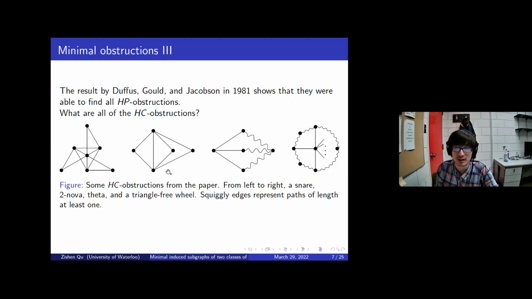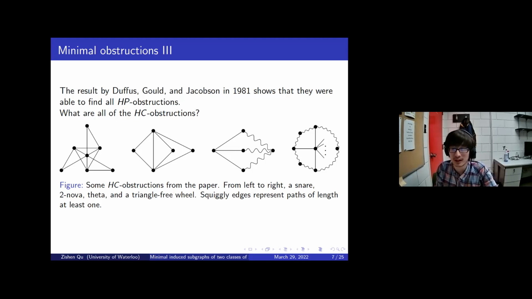And then here, this is a 2-nova. As I've shown before, it has a Hamiltonian path at least, and it also has no Hamiltonian cycle because of the degree 2 argument. And this is a theta, which is where you take two vertices and you put paths of length at least 2. So the edges are length 1 and then the squiggly lines are paths of length 1 or above. And then here is a triangle-free wheel. You need triangle-free because if you had a triangle, you could just go around the rest of the wheel and then go into the center vertex and leave again. And that gives you a Hamiltonian cycle.